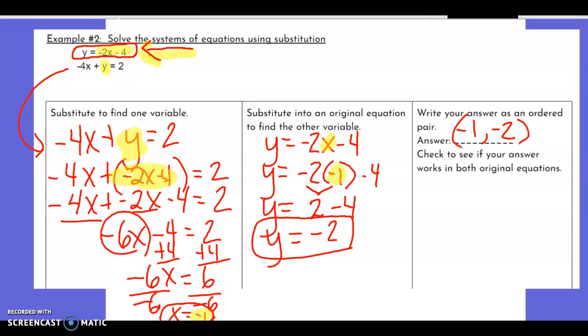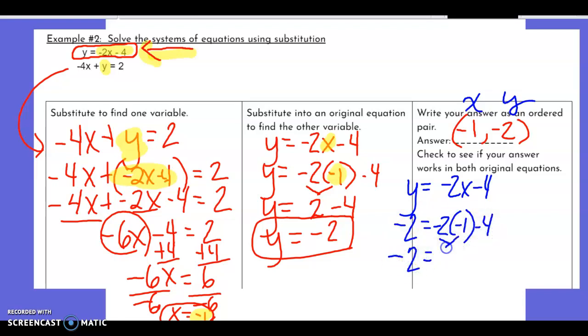Now, it's always good to check it to make sure that that is right. So if we look at the first equation, y equals -2x minus 4, I'm going to put -1 in for x and -2 in for y. So is -2 equal to -2 times -1 minus 4? Let's check it. Well, -2 times -1 is 2. 2 minus 4 is indeed -2, so it checks in the first equation.